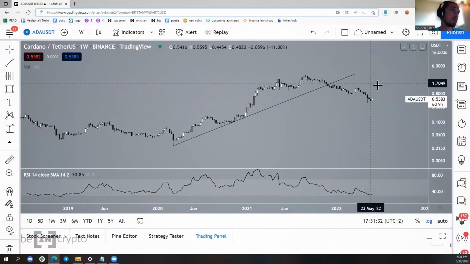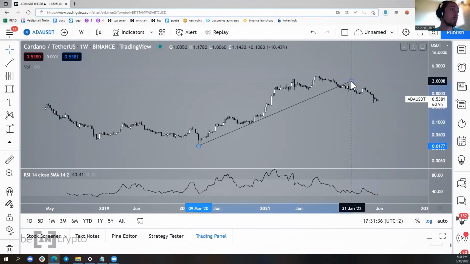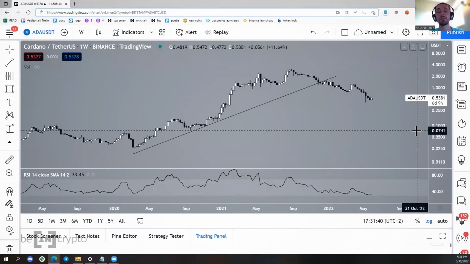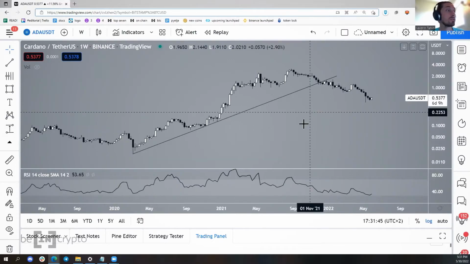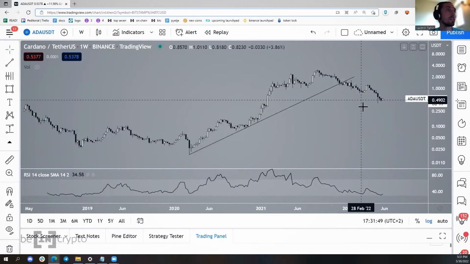First thing we can see is that ADA has broken down from this ascending support line. Now this is the logarithmic chart, so usually I wouldn't really like to draw a trend line in the log chart instead of some sort of a curved line, but this one fits really well, so I decided to go with it.